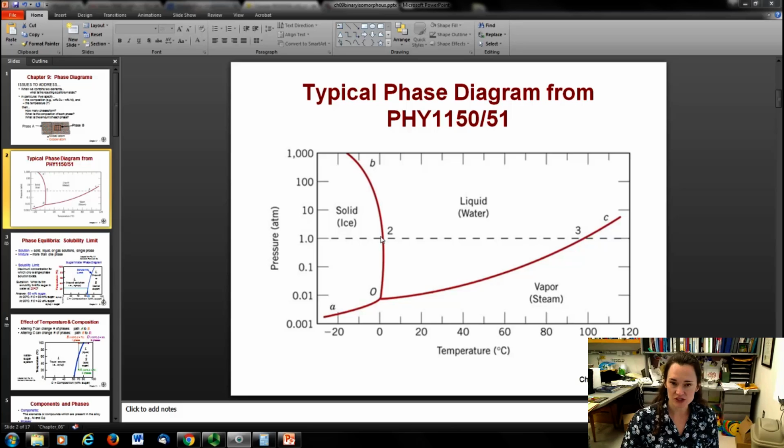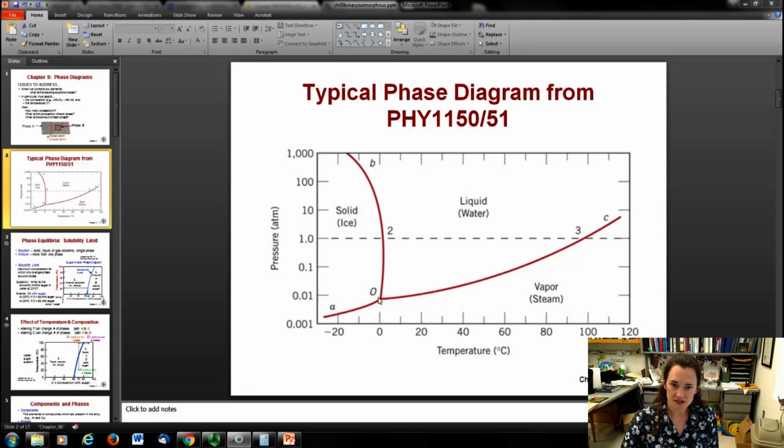And then once it reaches 0 degrees C, it won't change temperature anymore until it's completely melted. Okay, so it holds steady at that temperature. And while it's holding steady at that temperature, it'll be in the process of melting, and you'll have both solid and liquid while it holds at that temperature. So that's kind of as represented here on the line. It's where the material can coexist in the two phases.